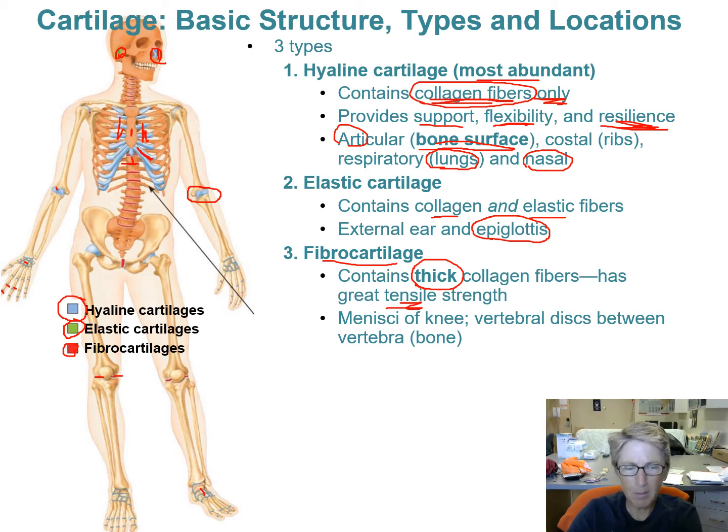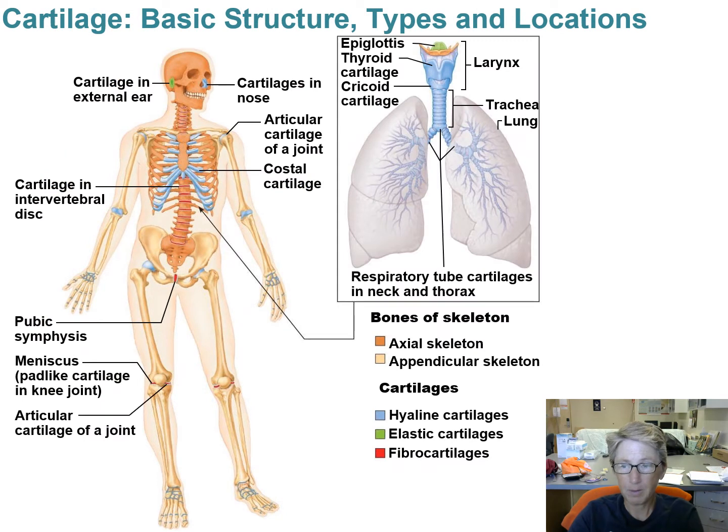And you find that in the meniscus of the knee. So you've probably heard people say, oh, my meniscus is torn. Well, that meniscus in the knee, that's the name of the structure, the meniscus. But what is it made of? Fibrocartilage. And then also you find fibrocartilage in the vertebral discs between the vertebrae of the spinal column.